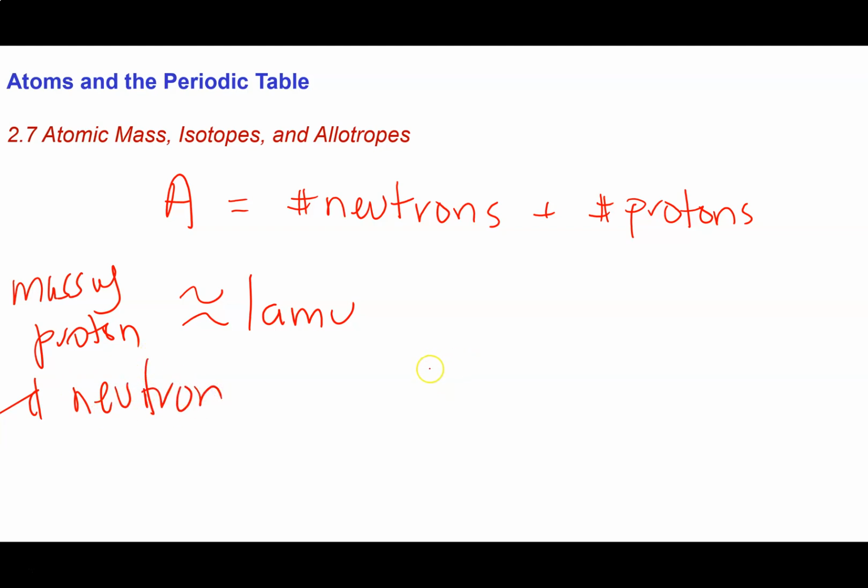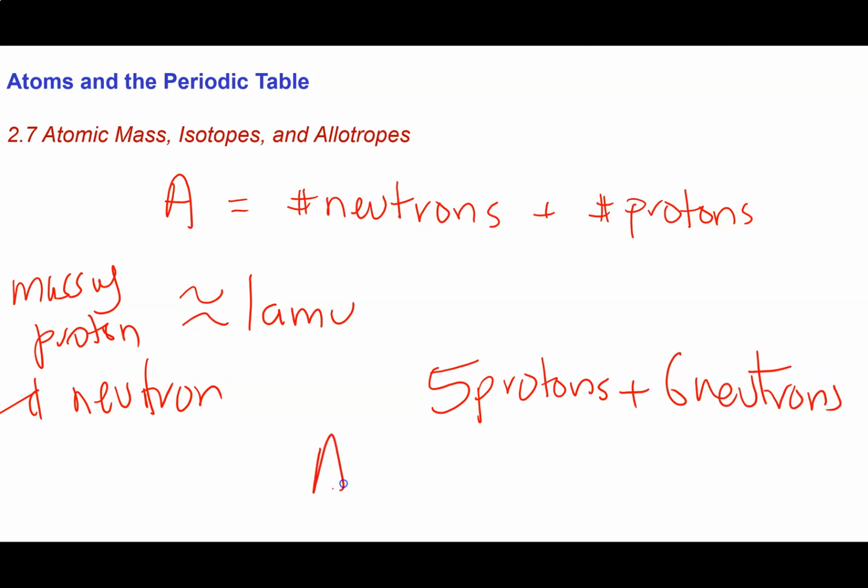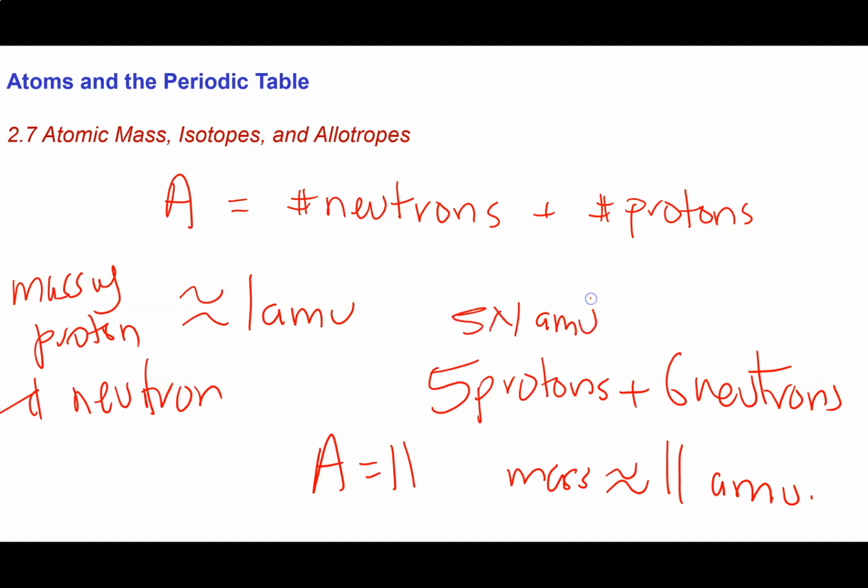So if my atom is comprised of 5 protons and 6 neutrons, then its mass number will be 5 plus 6, 11, and the mass will be approximately 11 AMU, because this is going to be 5 times 1 AMU for the protons plus 6 times 1 AMU for the neutrons. Okay, so then we're going to explore this concept of atomic mass a little bit further, and we're also going to look at the idea of what an isotope is and also what an allotrope is.